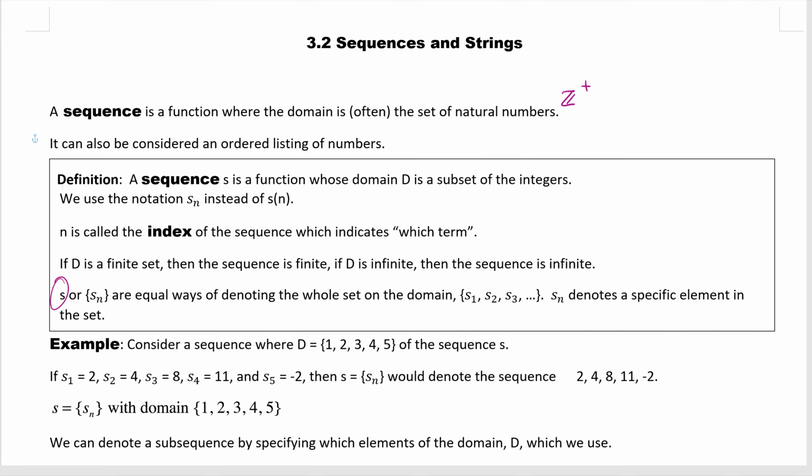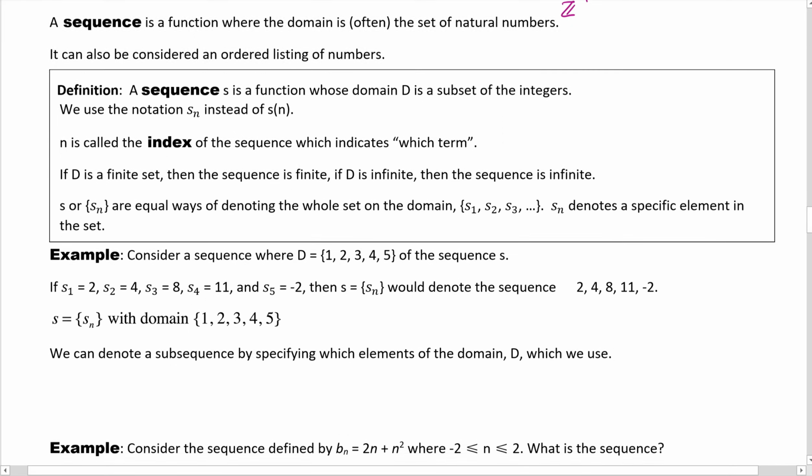We can denote the sequence by S or by the braces {S_n}. They are equal ways of denoting the whole set on the domain: S_1, S_2, S_3, etc. S_n denotes a specific element in the set.